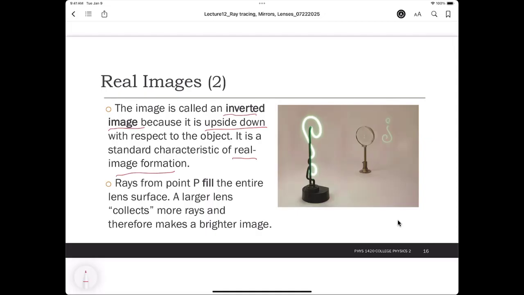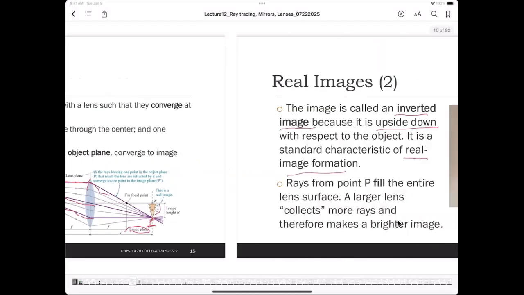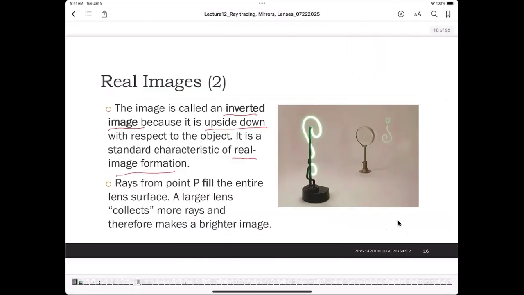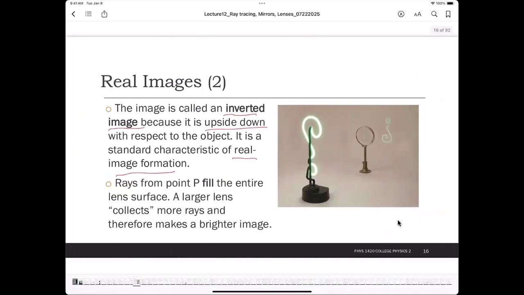The rays from point P fill the entire surface. And a larger lens collects more rays and therefore makes a brighter image. When the converging lens gets bigger and bigger, the real image will be brighter and brighter. Does that make sense to you?